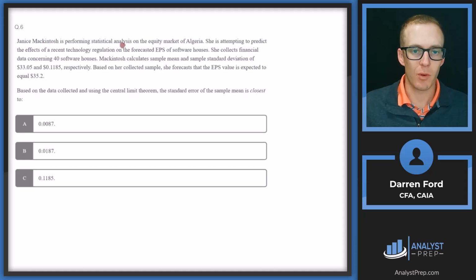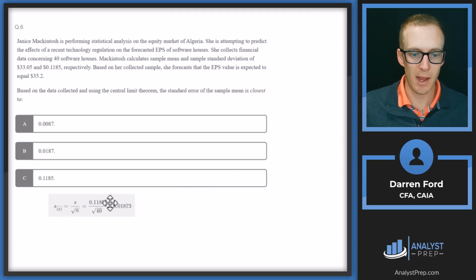Janice McIntosh is performing statistical analysis on the equity market of Algeria. She is attempting to predict the effects of a recent technology regulation on the forecasted EPS of software houses. She collects financial data concerning 40 software houses. McIntosh calculates sample mean and sample standard deviation of 33.05 and 0.1185 respectively. Based on her collected sample, she forecasts that the EPS value is expected to equal 35.2. Based on the data collected and using the central limit theorem, the standard error of the sample mean is closest to. So let's bring in our formula here.